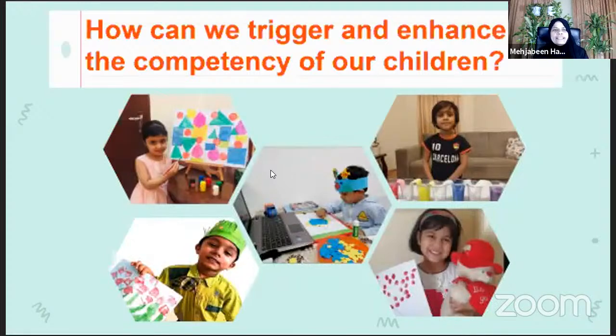Let us trigger and enhance the competency of our children. Let us engage children through a wide range of activities and learning experience in a safe yet a joyful learning environment. Identify opportunities and allow children to work in their own way according to their own pace. Provide students the time and help they need to reach the standards at one level before advancing to the next level.